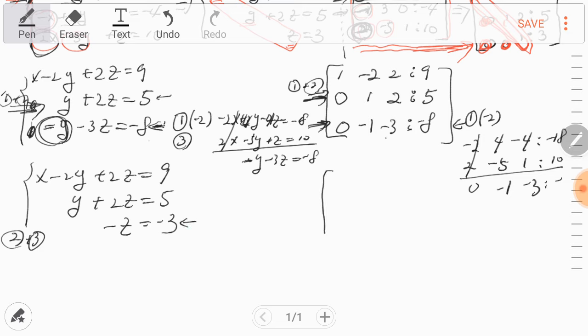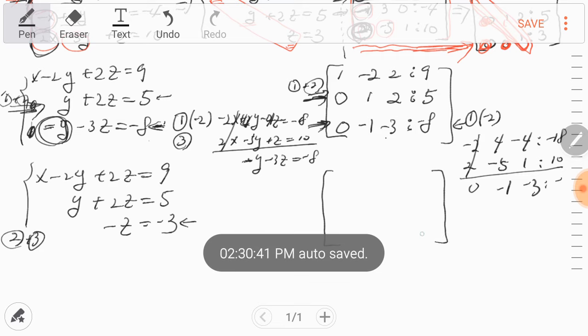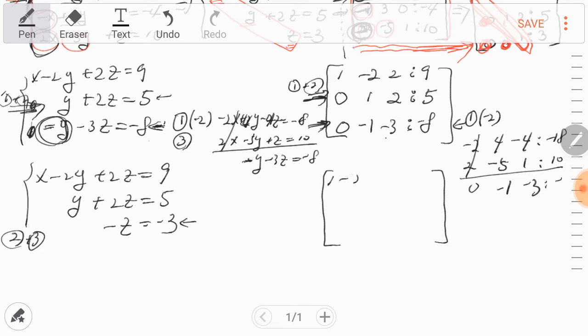Then how about the rows? Let's use the matrix. The first row is unchanged. The second row is unchanged, because we want to eliminate this negative 1 from the third row using the second row.